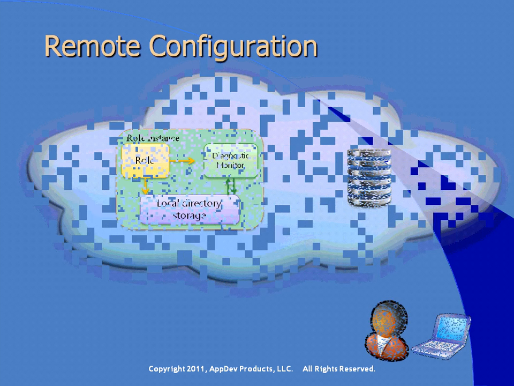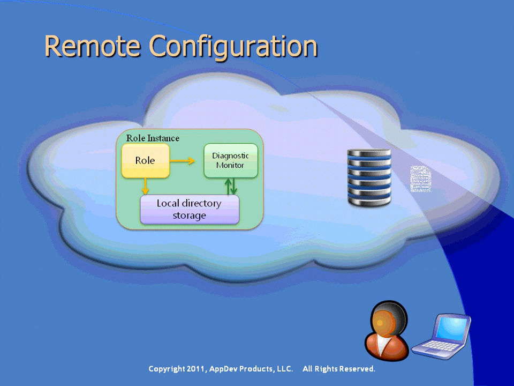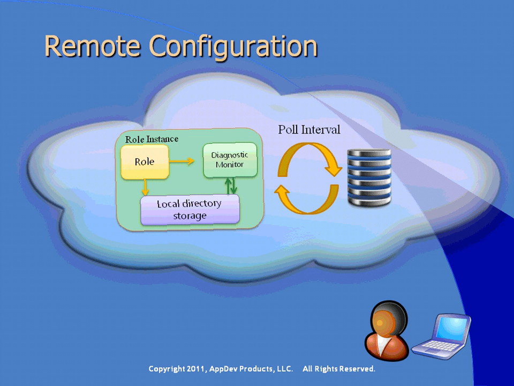So let's take a look at how that works. First, the user downloads the configuration file and makes the necessary changes. And then the user uploads the new configuration file. The agent, via its polling interval, notices the change in the configuration file, and then the agent applies those changes to all the instances of that role.